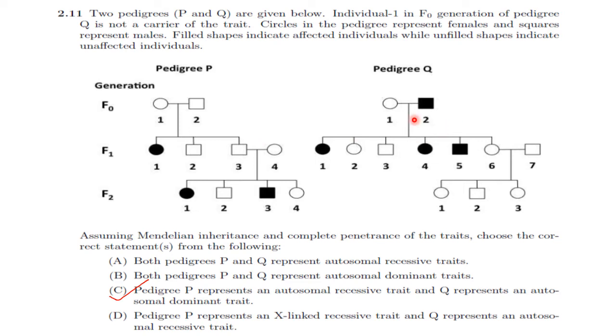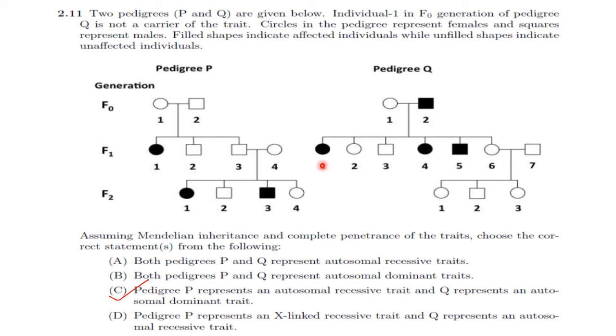Pedigree Q, unaffected parent is not transmitting the trait to the offspring. That is because here, in the F0 condition, the male is affected by the disease, and to whomsoever the male has given the gene, it has been expressed in male and female children. That is, half of them have got infected with the disease and the other half have not been infected with the disease.